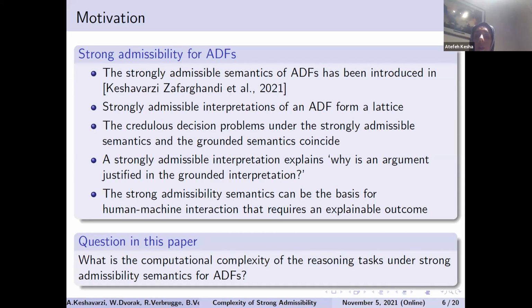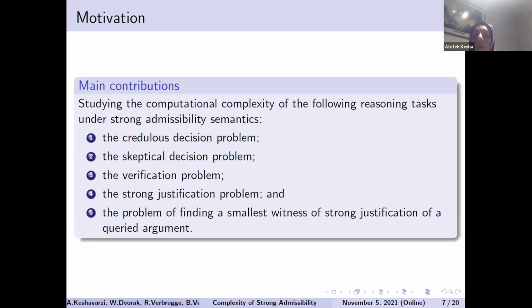However, the computational complexity under strong admissibility semantics for ADFs has not been studied yet. This was a motivation for us to analyze the reasoning tasks under these semantics and study the computational complexity of these reasoning tasks. I will present the meaning of each of these reasoning tasks later on, and I will explain our results on the computational complexity of each of these problems.